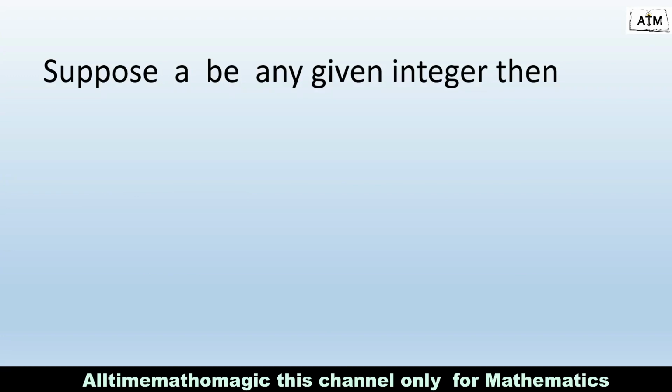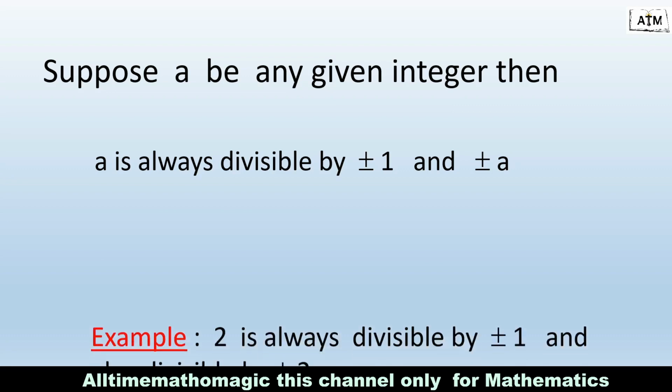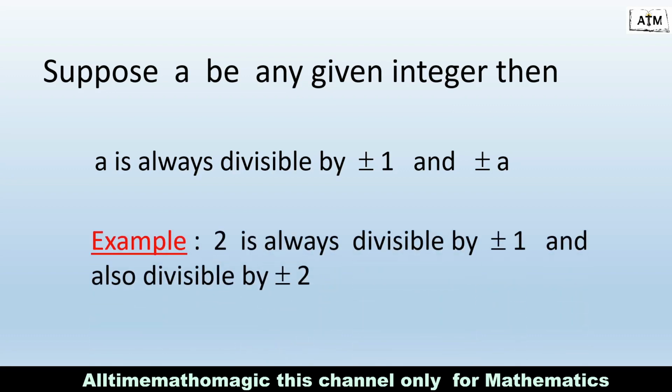Now, the next property. Suppose a is any given integer, then a is always divisible by plus or minus 1 and also divisible by plus or minus a. Example, 2 is always divisible by plus or minus 1 and also divisible by plus or minus 2.